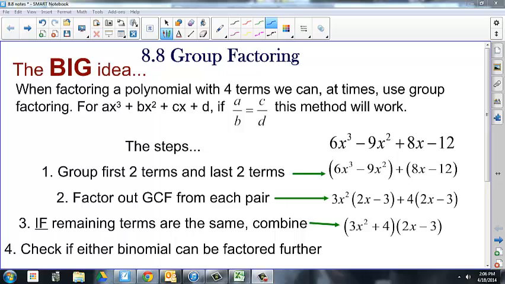Let's do some math. Now we're going to look at group factoring. This is section 8.8 in your book. And the reason we're going out of order is we're going to use a method in section 8.6 that helps us to factor, but we need this knowledge of group factoring first.